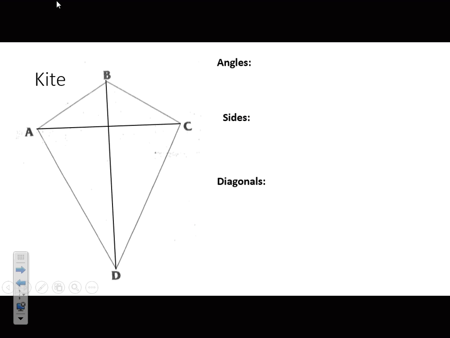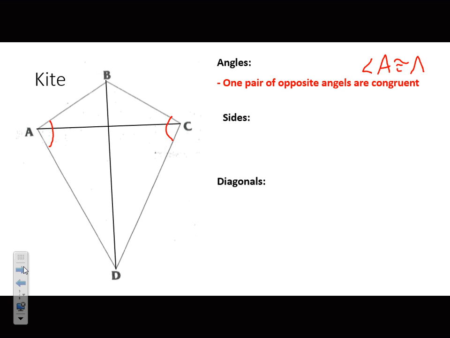So make sure you have this picture taped in your notes. Now, the kite, we're going to talk about the angles, sides, and the diagonals. Now, this one is very unique. So when we're talking about the kite, our angles, one pair of opposite angles are congruent. Now, when we have these ones, those are the ones that are going to be the same. If you notice, B and D, D is really tiny, B is really big. So that leaves us with A and C. So for this, angle A is congruent to angle C.